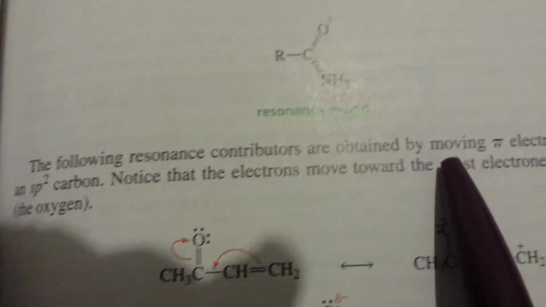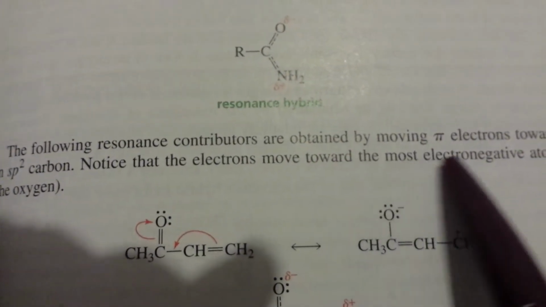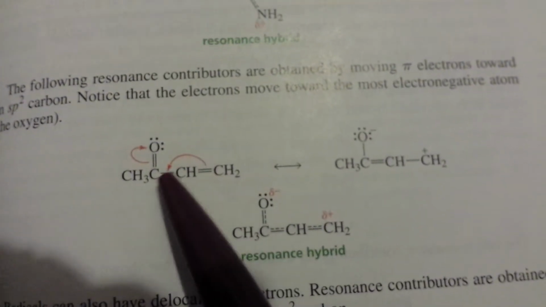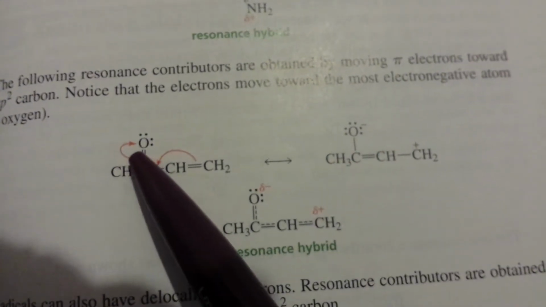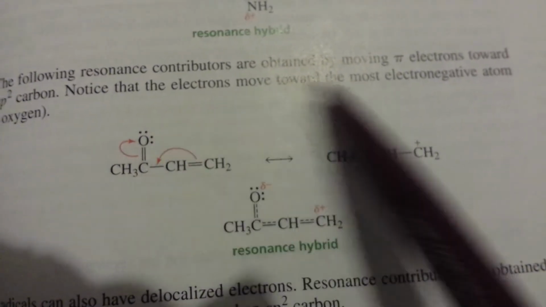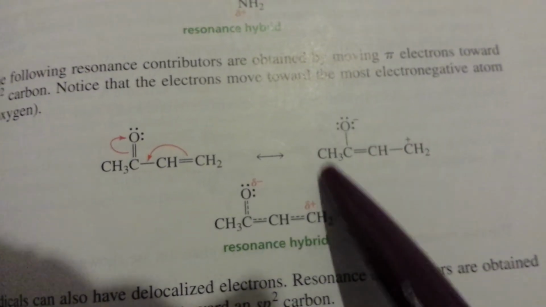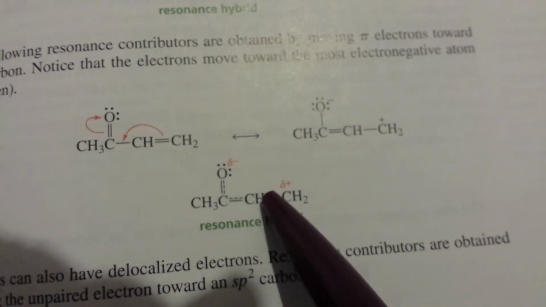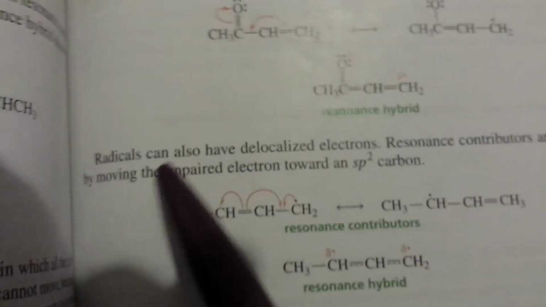The following resonance contributors are obtained by moving pi electrons towards an sp2 carbon. Notice that electrons move towards the most electronegative atom. So these pi electrons move here, and you will see a plus charge here and a double bond here. Then when these electrons move towards oxygen, it becomes a single bond, and oxygen would have a negative charge and 6 total electrons, 3 pi, 3 lone pairs. So the resonance hybrid is drawn with dotted bonds.